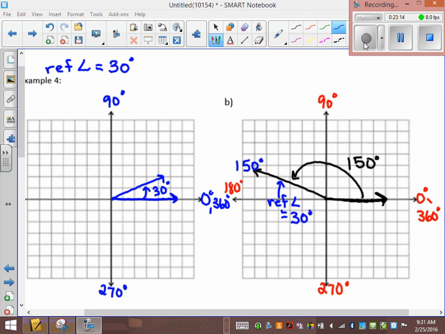Weird, this one was 30 degrees and this one is 30 degrees as well. They can still have the same reference angle and be in different quadrants, right? It's just from your terminal arm to the x-axis. Technically, I should have drawn the arrow this way, terminal arm to the x-axis, but nonetheless, same thing. You try the next two, please.